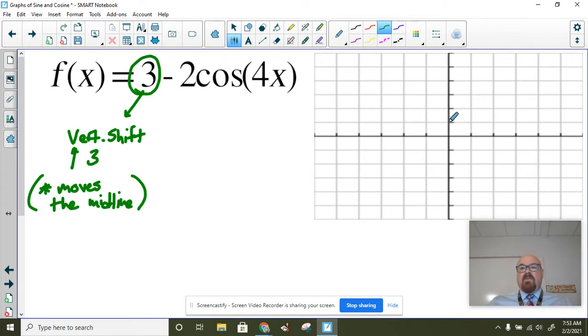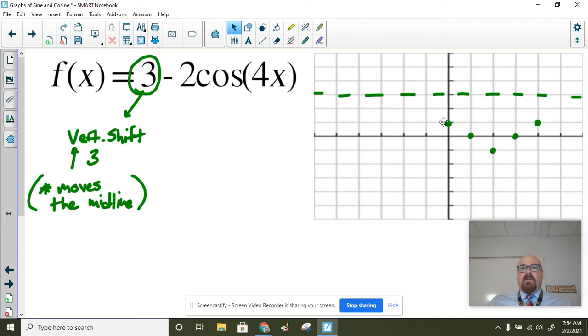So a basic cosine wave starts at its maximum, then an intercept of the midline, then the minimum, then the intercept of the midline, and then the maximum. So we have the midline here at the x-axis. This graph is going to take that midline and move it up 3 units, which means each one of these points is going to move up 3 units. So now we're here, okay?